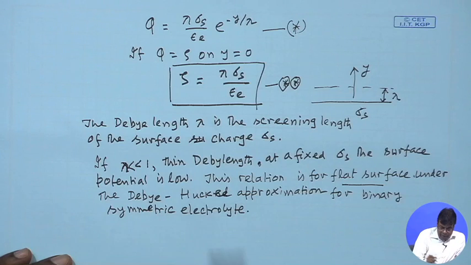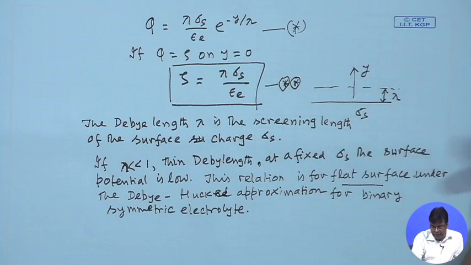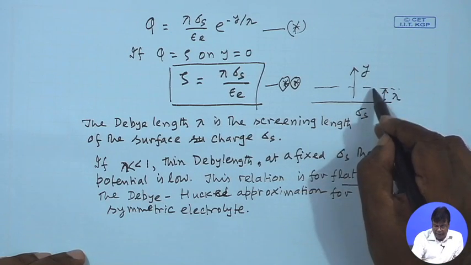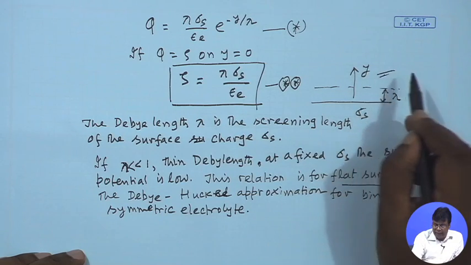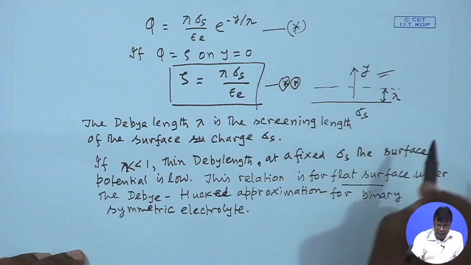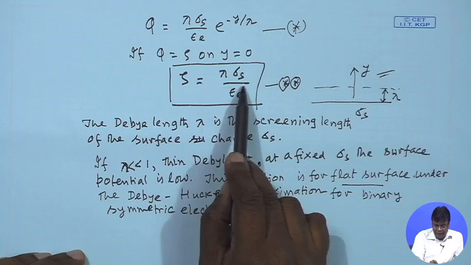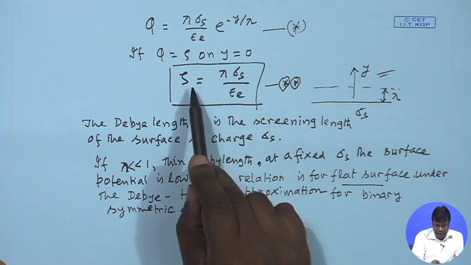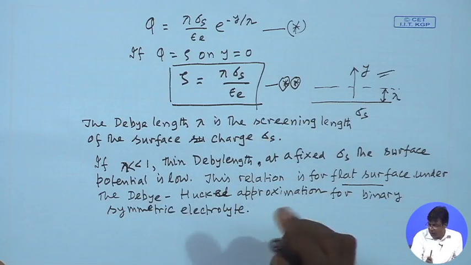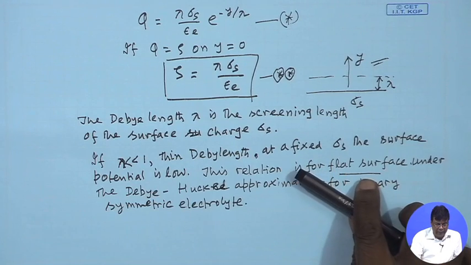So, obviously, what we can conclude from here is that there is a definite length beyond which this sigma s is not visible. So, if I go far away from the wall, far beyond the distance lambda, sigma s has zero effect. And also you have the zeta potential or the surface potential, and sigma s is related to it in this way. So, as lambda is low, for a fixed sigma s, your zeta potential becomes low. So, this is the way one can characterize the Debye layer.